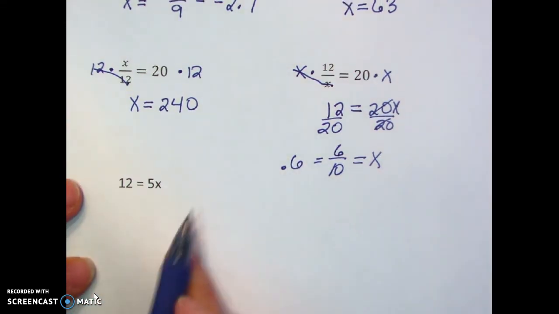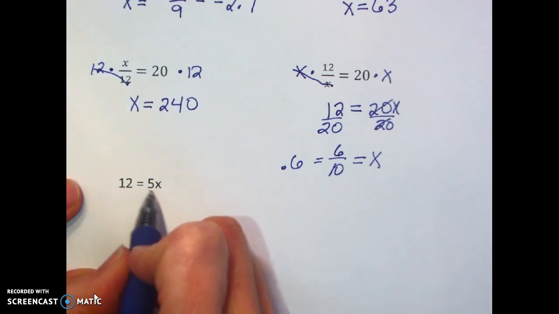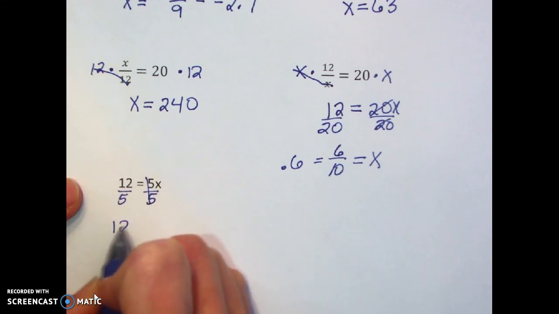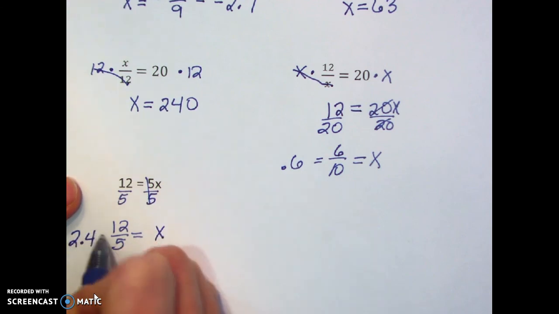The last one down here, 12 equals 5x. We have to get rid of the 5 to get x by itself. It is being multiplied, so we will divide it. 12 over 5 is your answer. If you prefer a decimal, 2.4 is the same thing.